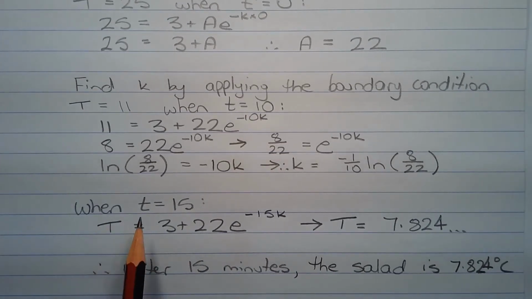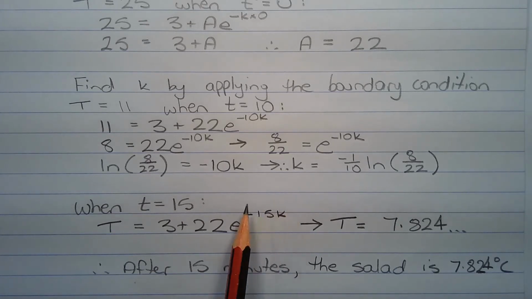Now when time t equals 15, the temperature T is equal to 3 plus 22 times e to the power of negative 15k, and we have the value of k, which I'm going to substitute into this equation. And we have T is equal to 7.824. Let's correct to 3 decimal places. So therefore, after 15 minutes, the salad is 7.824 degrees Celsius, correct to 3 decimal places.